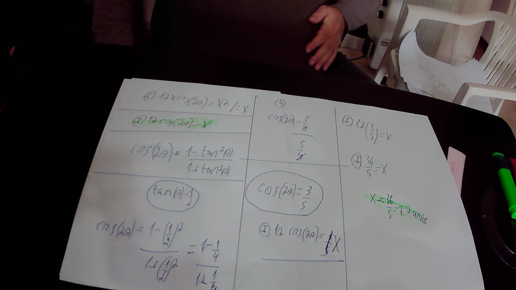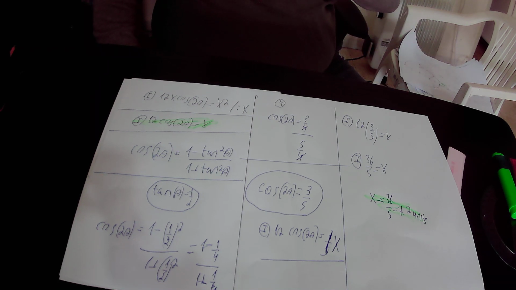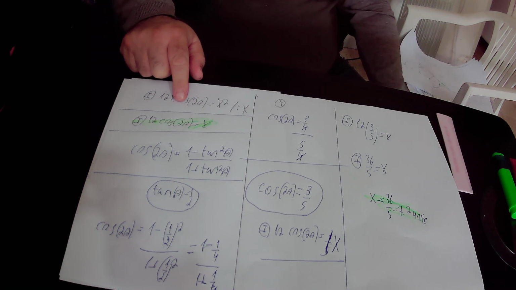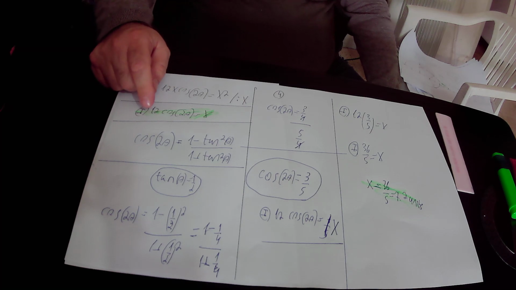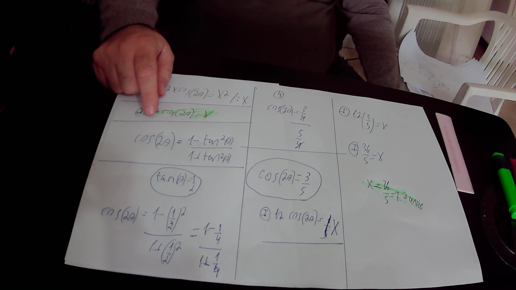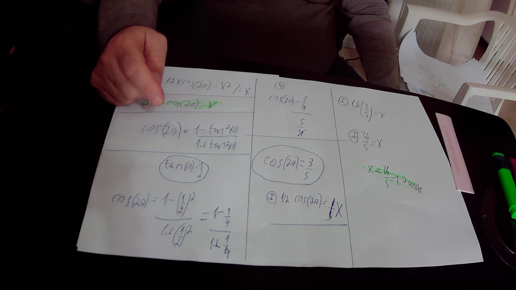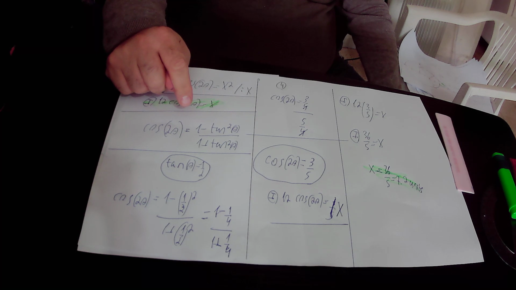The only thing that is left to do in order to find out the value of x, the line segment that we are looking for, is to find out the value of cosine 2 theta. We have a trigonometric identity for cosine 2 theta. According to this identity, cosine 2 theta equals 1 minus tangent squared theta over 1 plus tangent squared theta. We have already found out that tangent theta equals 1 half. So we can substitute tangent theta in this identity by 1 half.